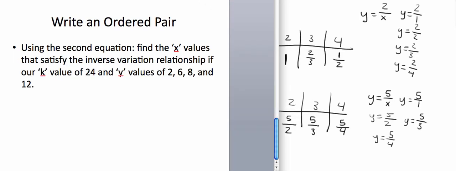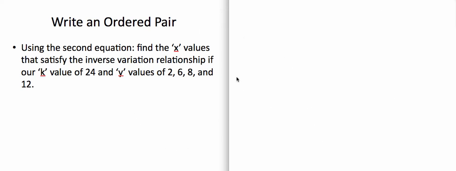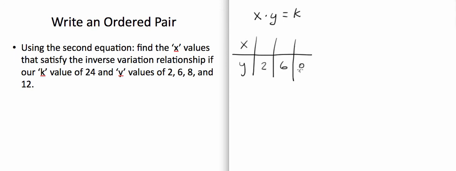The next thing you'll have to do is be able to write an ordered pair. We're going to use the second equation, and that second equation is x times y is equal to k. This is the same exact equation that we dealt with before. The only thing that's different is instead of having divided by x, we multiplied by x on each side, and we end up with x times y. Now we're going to find x values that make it an inverse relationship. So if we were making a table, our x value would be blank, and our y values would have 2, 6, 8, and then 12.